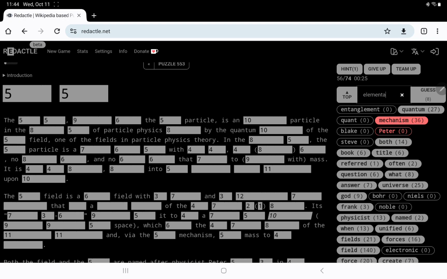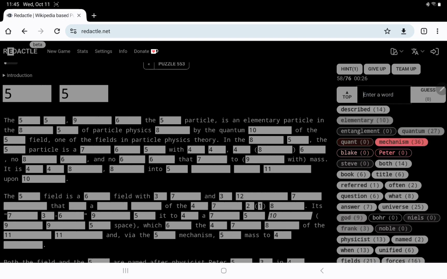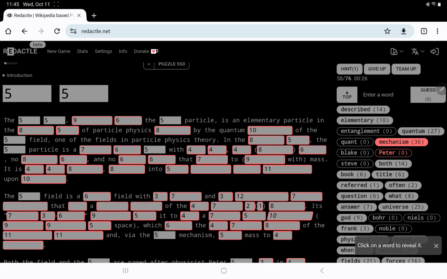Oh, is it elementary maybe? Yes. Okay, at least I got that ten-letter adjective. Particle in the eight-five particle physics. Is it described by? No, is it suggested by or implied by? In the something something of particle physics. Oh. In the eight-five. All right, I'll use one more hint from the first paragraph.